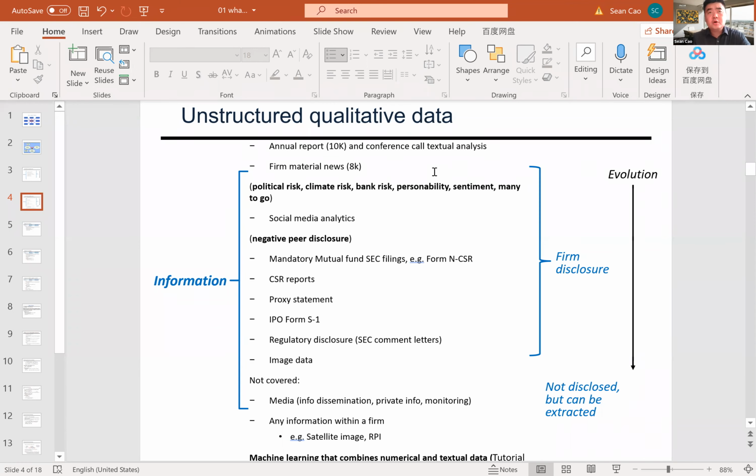You guys need to know how to do the conference call, the textual data. And I don't want to spend too much time talking about the data here, because in the next class, I will talk about each data one by one. For example, next class, I will talk about the annual report and conference call in detail. I will give you an example of a conference call.